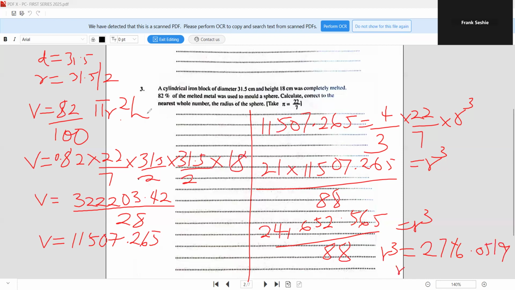So to find my r, I'm going to find the cube root of 2746.0519, and that should be 14.00. So to two decimal places, I'll say it as 14 centimeters, and that is the radius of my sphere.